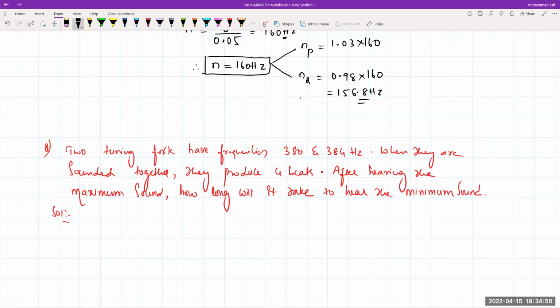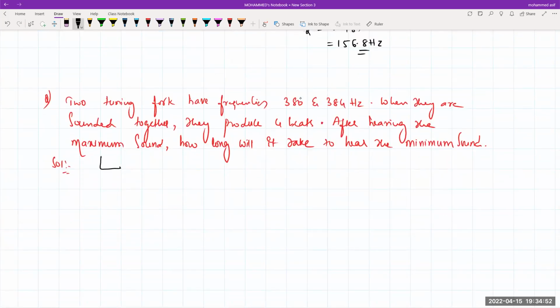So this is tuning fork 1 and this is tuning fork 2. The frequency of this one is 380 hertz and of this one is 384 hertz. When they are sounded together, they produce 4 beats per second. After hearing the maximum sound, how long will it take to hear the minimum sound? The given beat frequency is 4. So we need to find the time interval between maxima and minima.